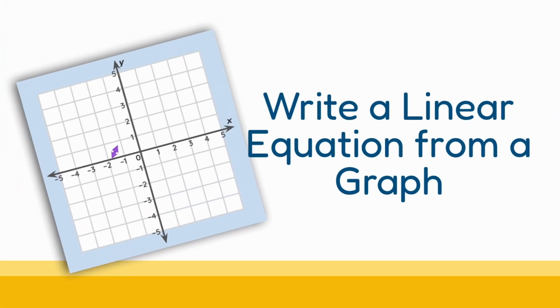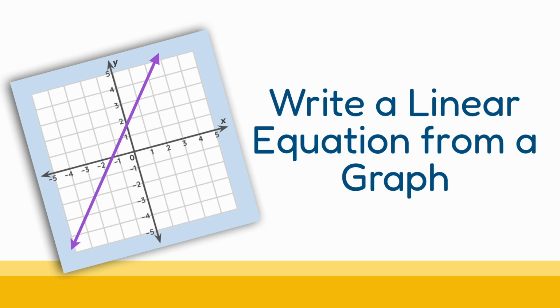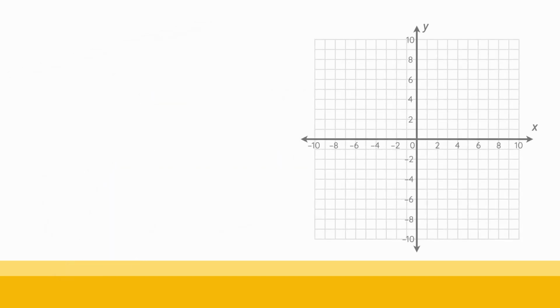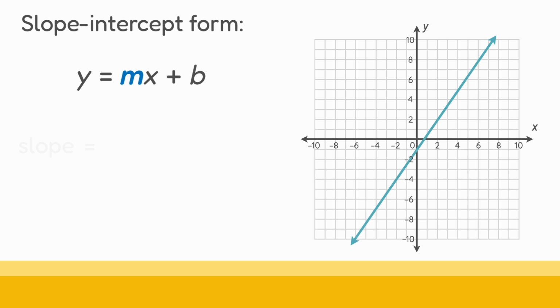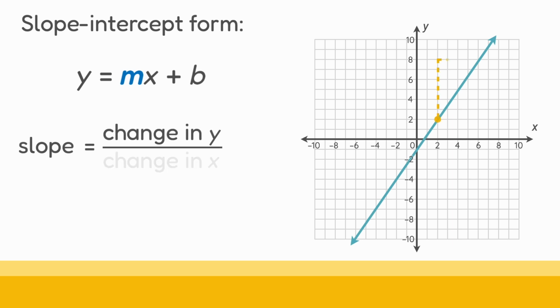Today, let's learn how to write a linear equation from a graph. Linear equations are straight lines, and we can write them in slope-intercept form, like this: y equals mx plus b. M represents the slope, which tells us the steepness and direction of a line. We can find the slope by dividing the change in y by the change in x between 2 points on the line. This is also known as rise over run.